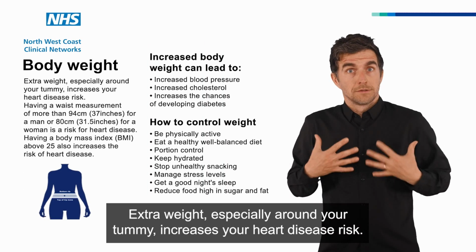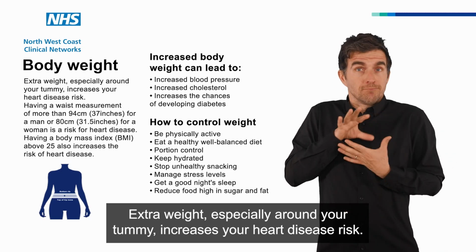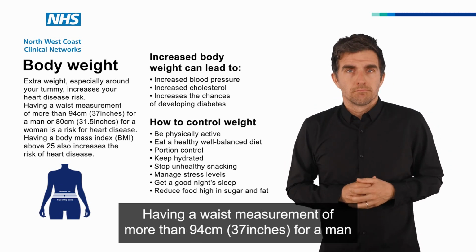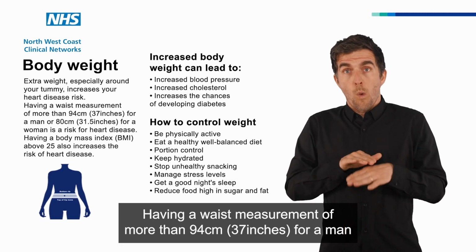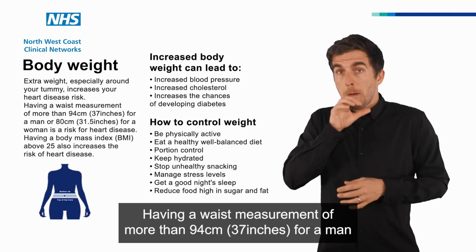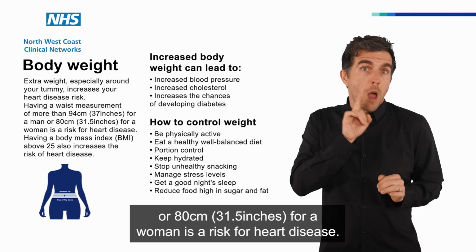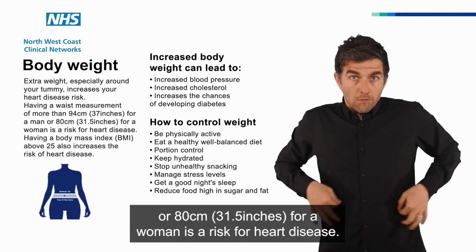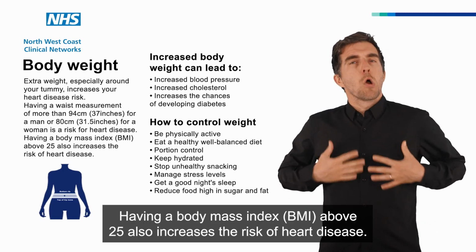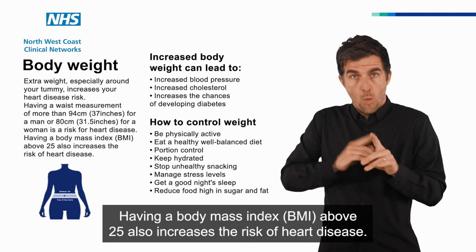Extra weight, especially around your tummy, increases your heart disease risk. Having a waist measurement of more than 94 centimetres, 37 inches, for a man, or 80 centimetres, 31.5 inches for a woman, is a risk for heart disease. Having a body mass index, BMI, above 25 also increases the risk of heart disease. Increased body weight can lead to increased blood pressure, increased cholesterol, and increases the chances of developing diabetes.